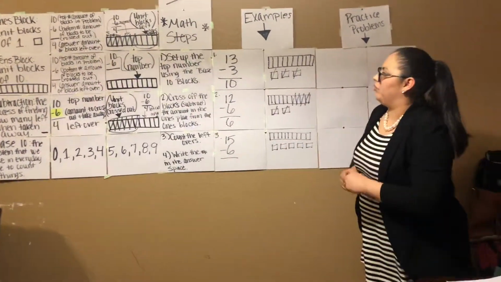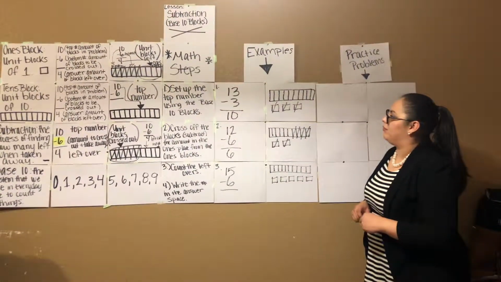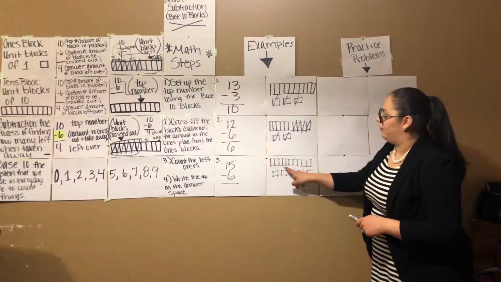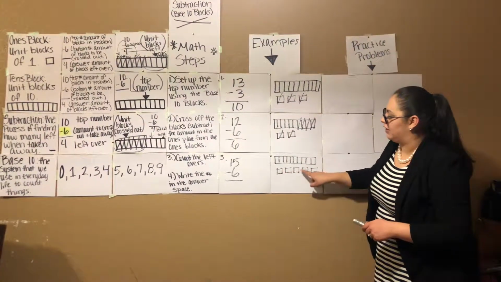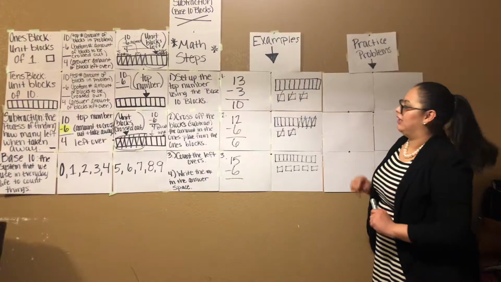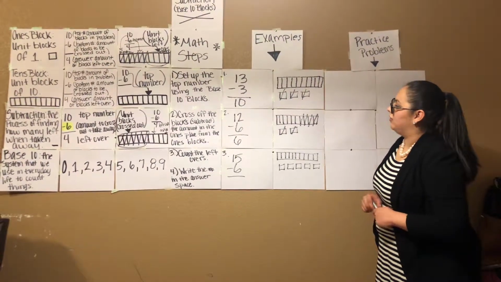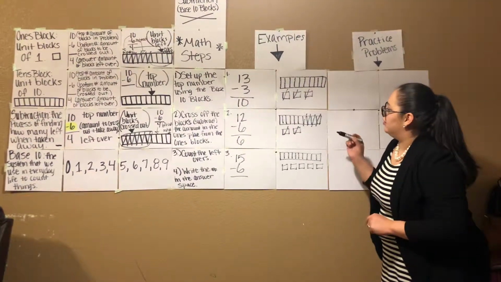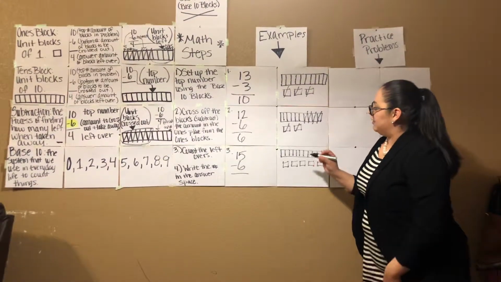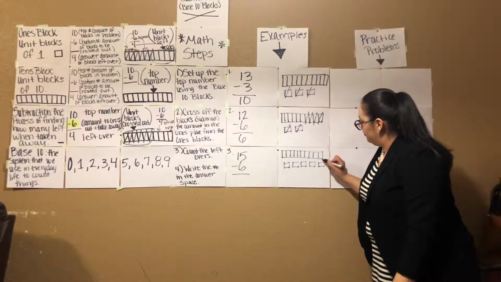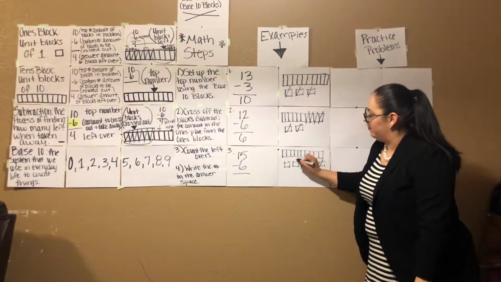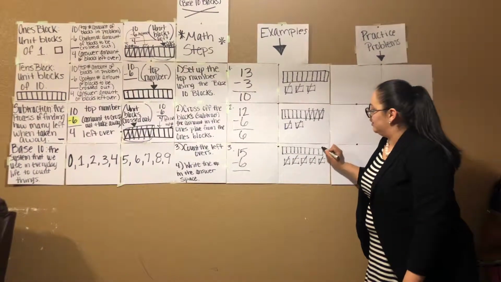So we set up the top number using the base 10 blocks. 10, 11, 12, 13, 14, 15. And then we're going to cross off the blocks, the amount of the ones place from the ones block. 6. 1, 2, 3, 4, 5, 6.